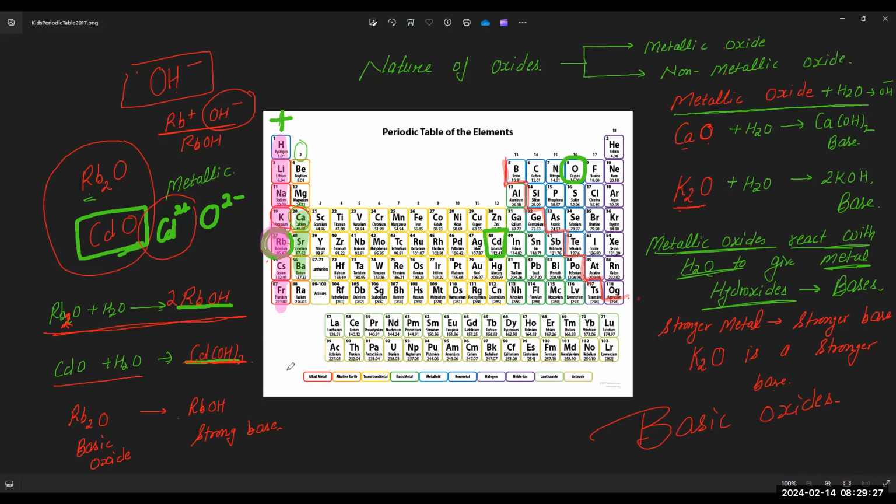So are we clear about the basic oxides? Metallic oxides are basic oxides. Please write down somewhere. Metallic oxides are basic oxides. Then you compare which one is more metallic. More metallic, more basic. More basic, more stronger base.